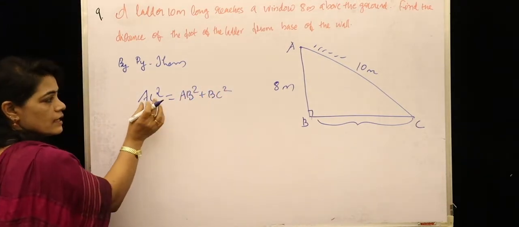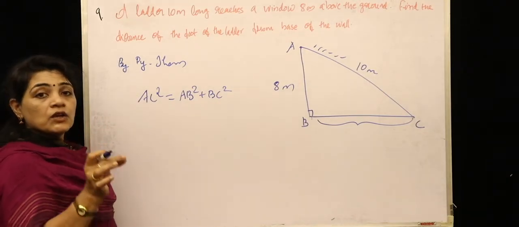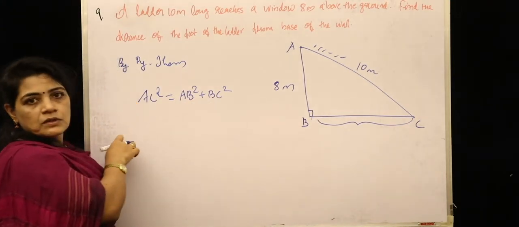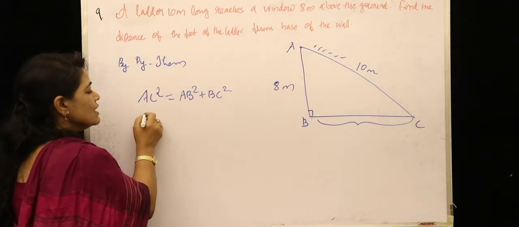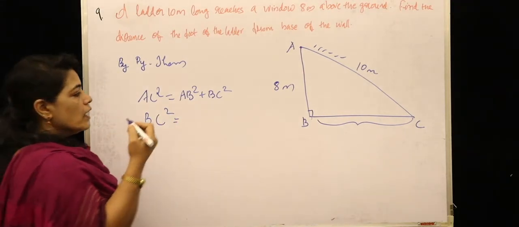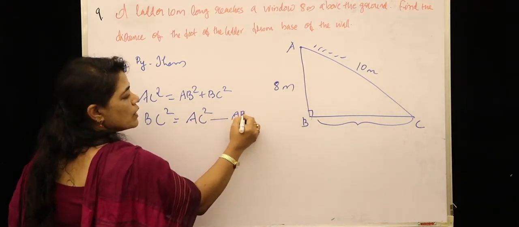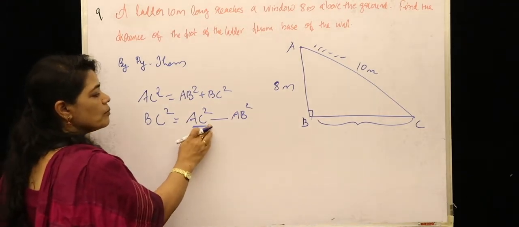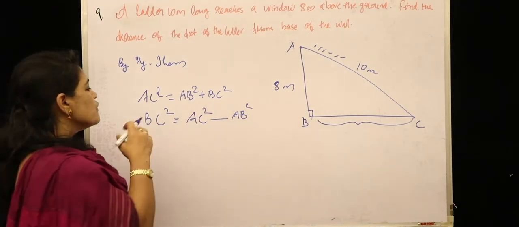In order to get the square of the hypotenuse, we are adding the squares of the other two sides. If you want to represent one of the sides, you have to subtract the other from the hypotenuse. Okay, that is very important. We need BC, so we can write this in terms of BC square. So what I said, we have to subtract this side AB square from the square of the hypotenuse. This is the way we can apply the Pythagoras theorem for the other two sides.